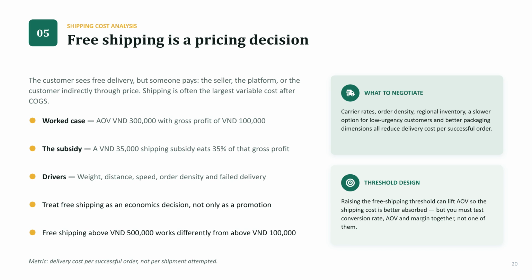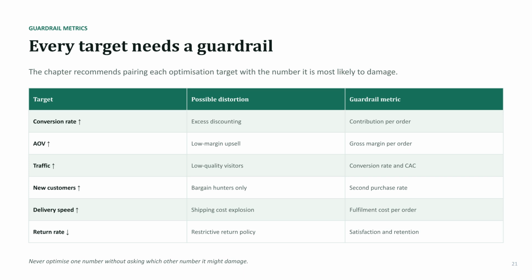Free shipping is a pricing decision. Whether subsidized by the seller or the platform, it is one of your largest variable costs. Treat it as a strategic choice rather than just a simple promotion. Every optimization target needs a guardrail. If you push hard for one metric, like conversion rate, you might accidentally damage another, like customer satisfaction. Always pair your targets to maintain balance.